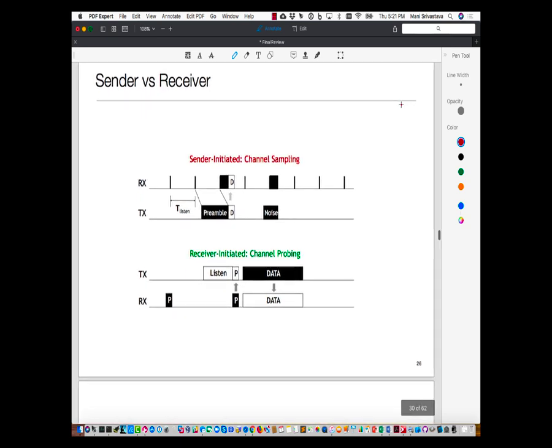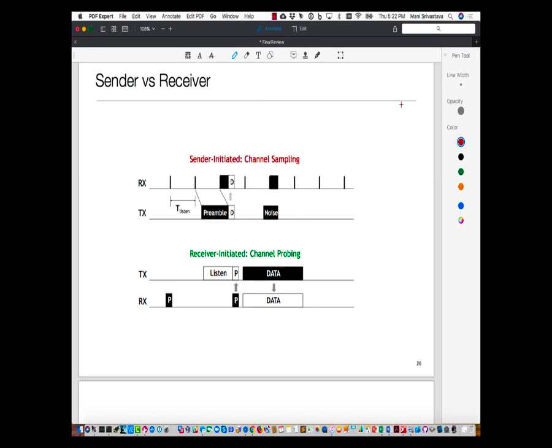Let's see what else. We talked about sender and receiver based approaches. In sender initiated approaches, which is what we saw, the transmitter initiates the transmission. In receiver initiated approaches, the receiver sends out a packet saying, hey, is there anything for me? And then the transmitter gets back to it and says yes, and then transmits the data. So what's happening in this bottom figure is that the transmitter is listening, the receiver sends a probe, and the transmitter, upon receiving the probe, sends the data out.